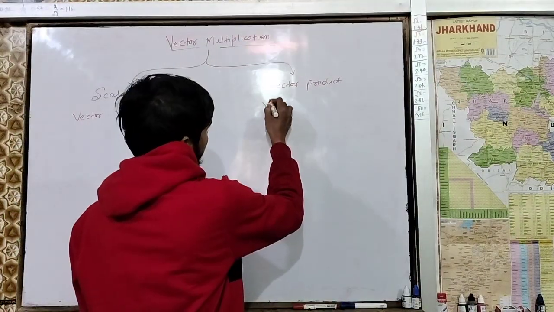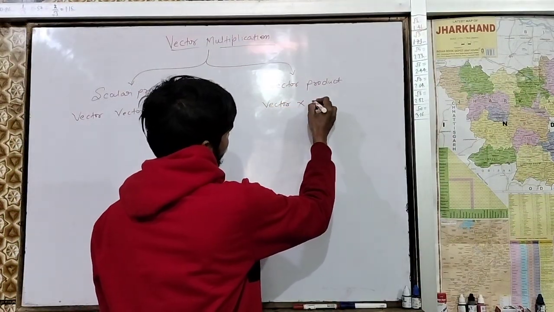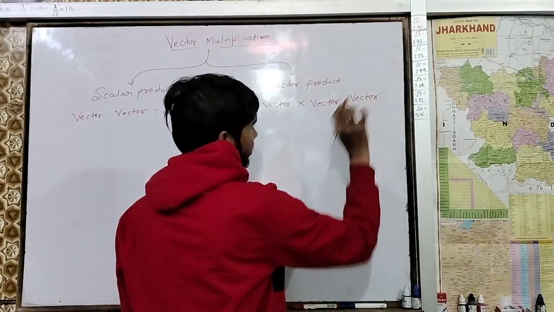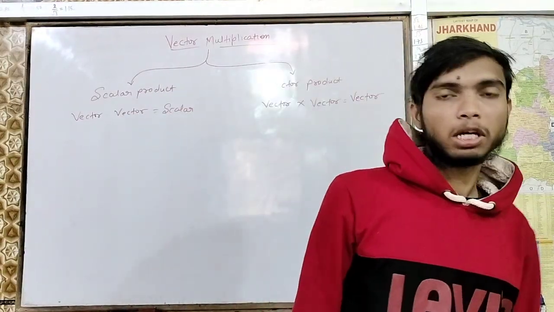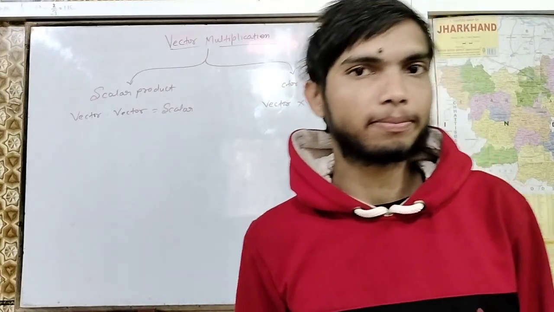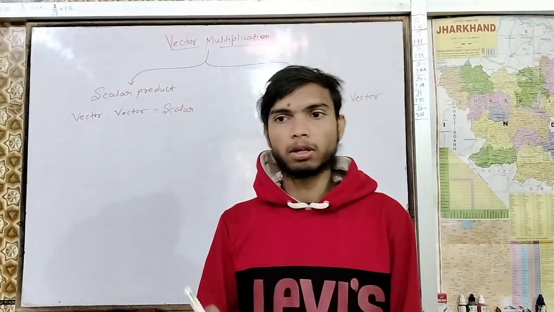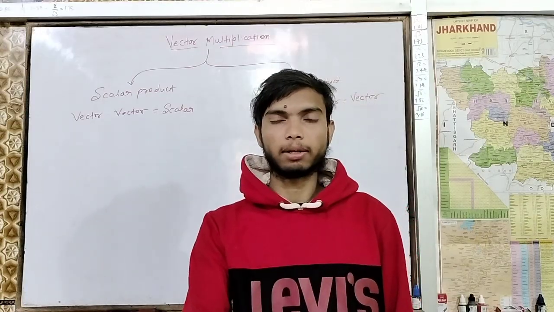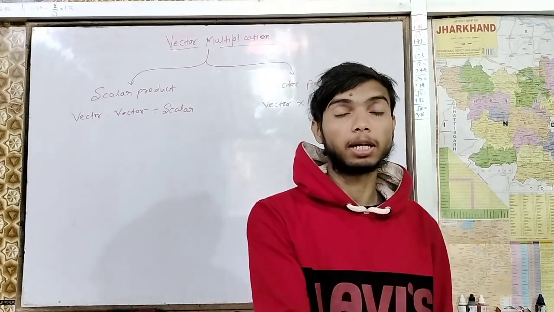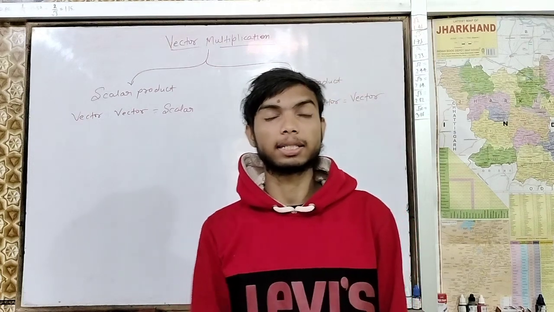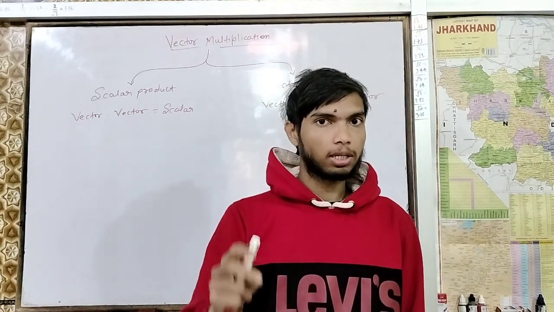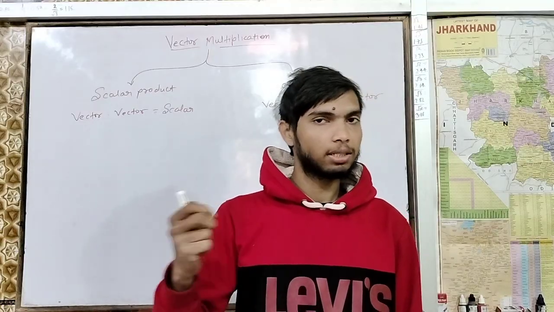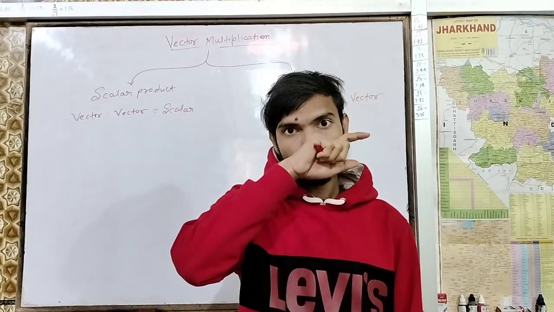Whereas vector cross vector, the result is a vector. These two things will happen. We take a vector and multiply it by another vector and the result comes as a scalar. If you multiply two vectors and the result is a scalar, this is known as a scalar product.